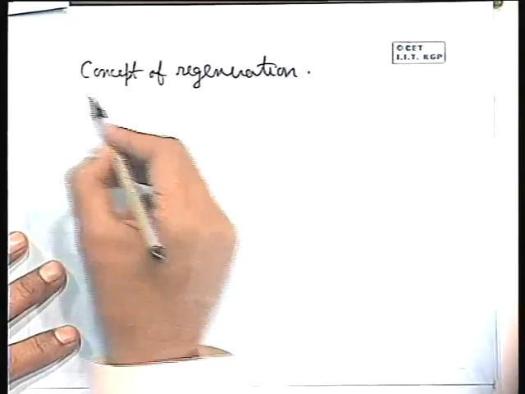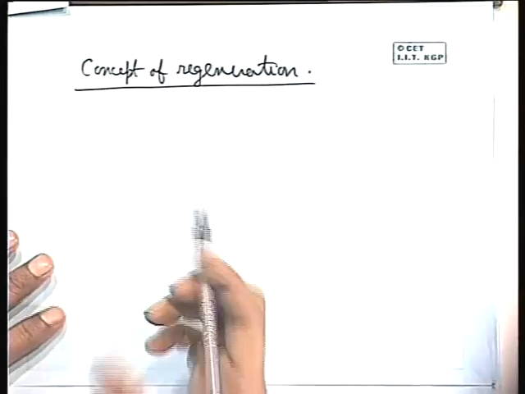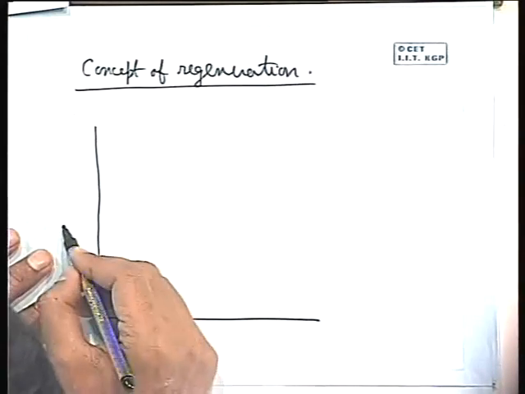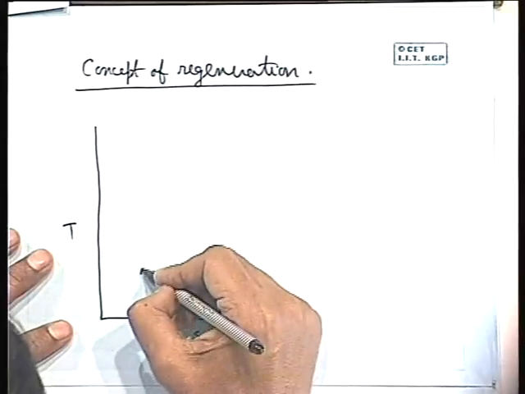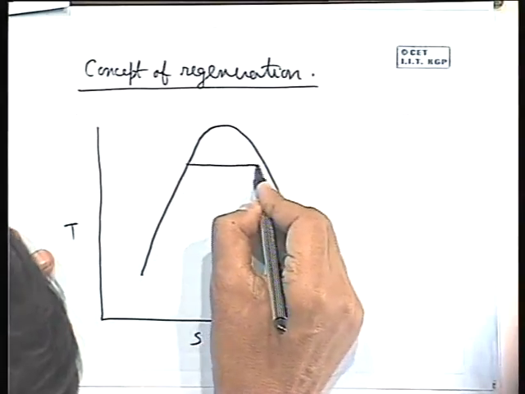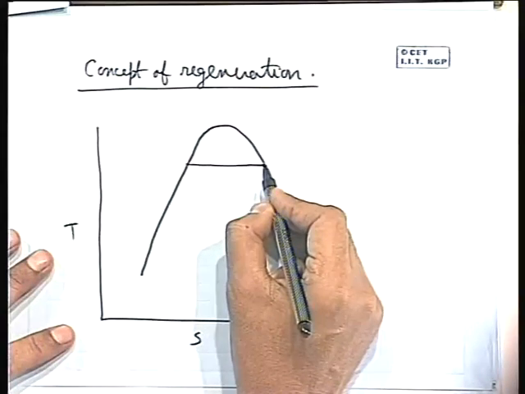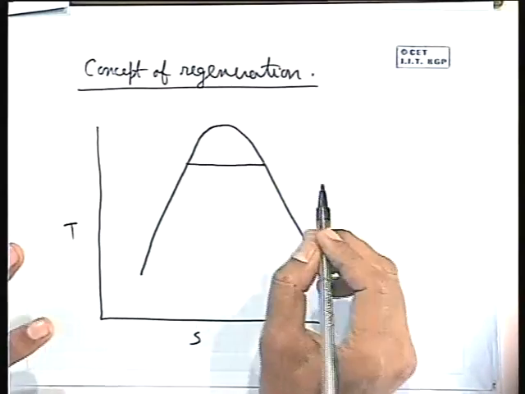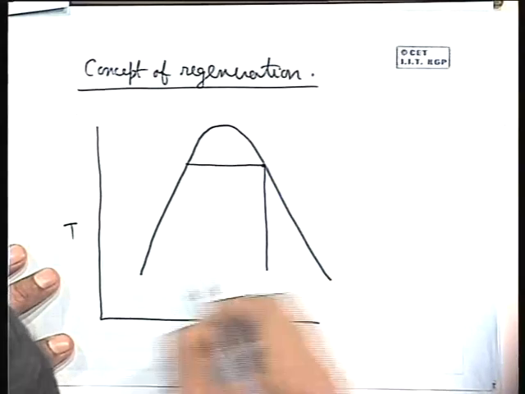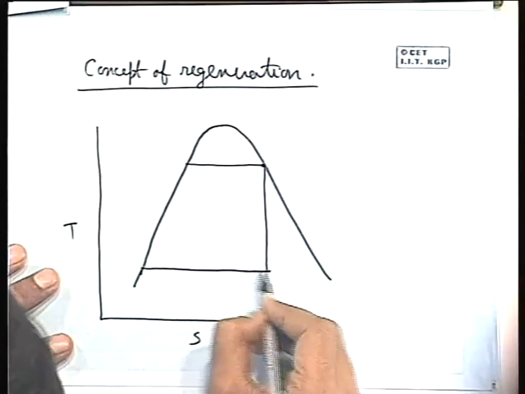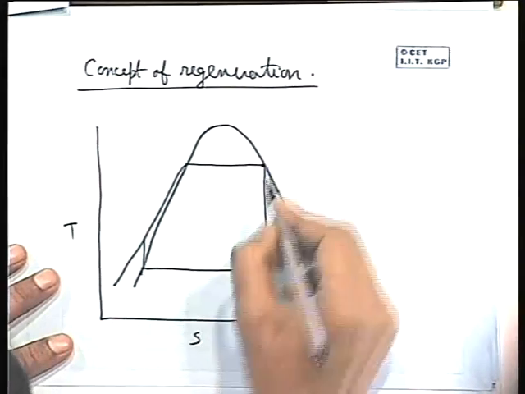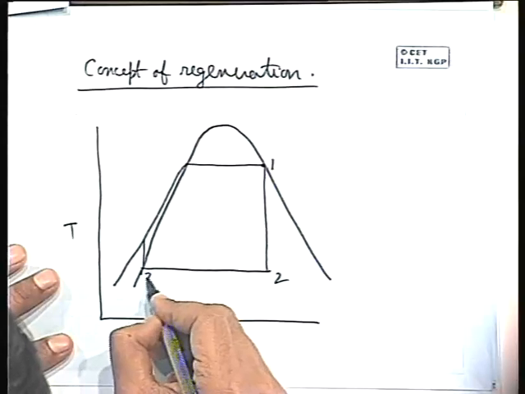Before coming to the concept of regeneration, I must first discuss the basic Rankine cycle again in diagram. This is the TS diagram of the Rankine cycle. Let us consider the dry saturated steam for the time being. It may be superheated steam, but for simplicity we draw the dry saturated steam at the entry. And now I draw the basic Rankine cycle 1, 2, 3, 4, 1.